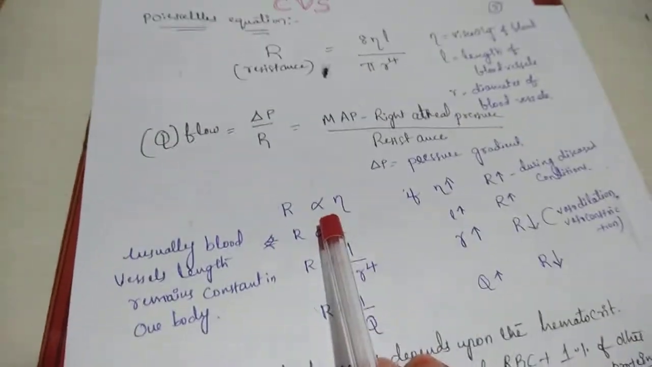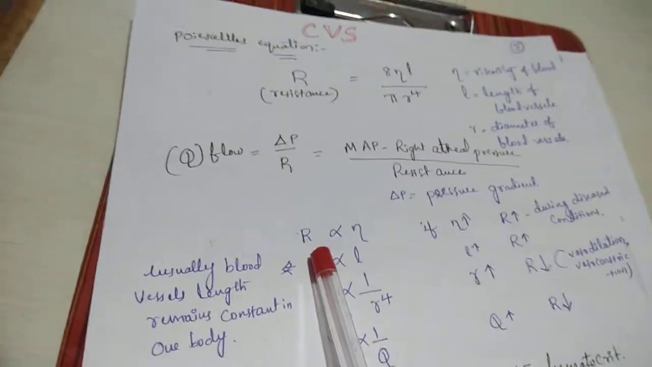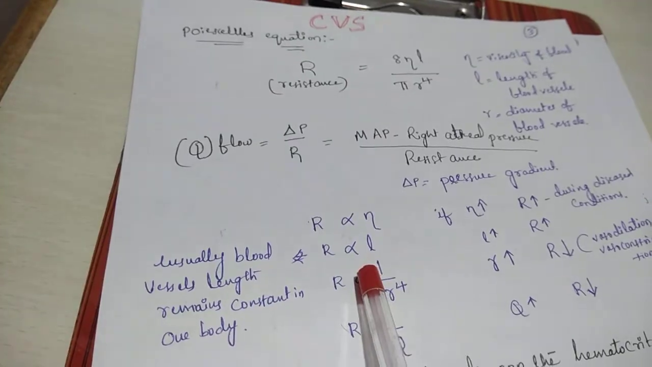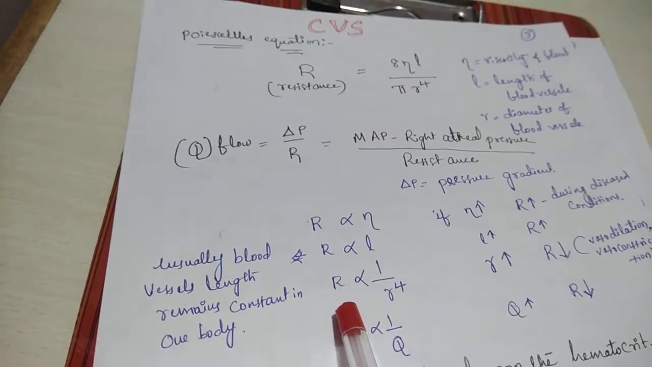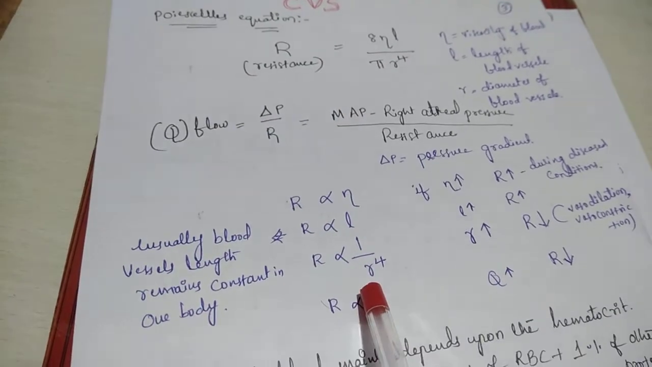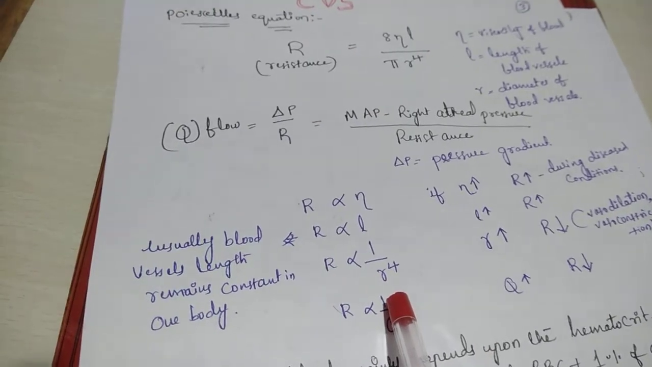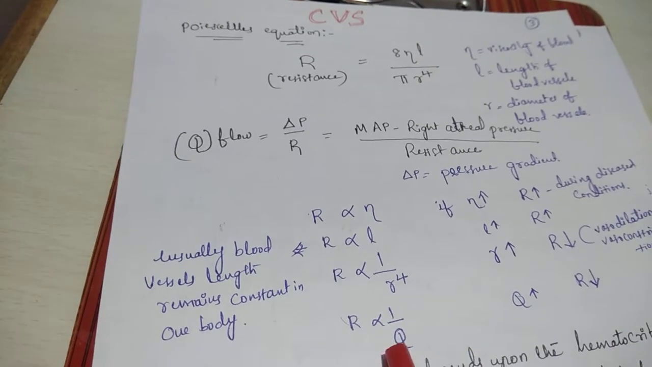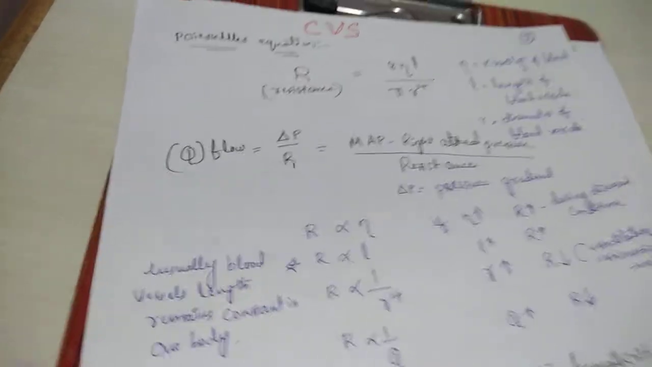And from this equation, resistance is directly proportional to the viscosity, resistance is directly proportional to the length of the blood vessel, resistance is inversely proportional to the fourth power of the radius of that particular blood vessel, and resistance is inversely proportional to the flow rate.